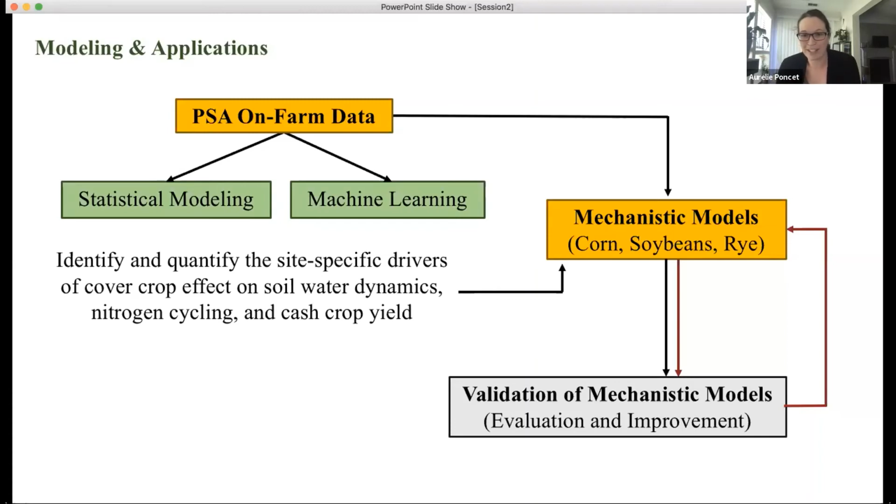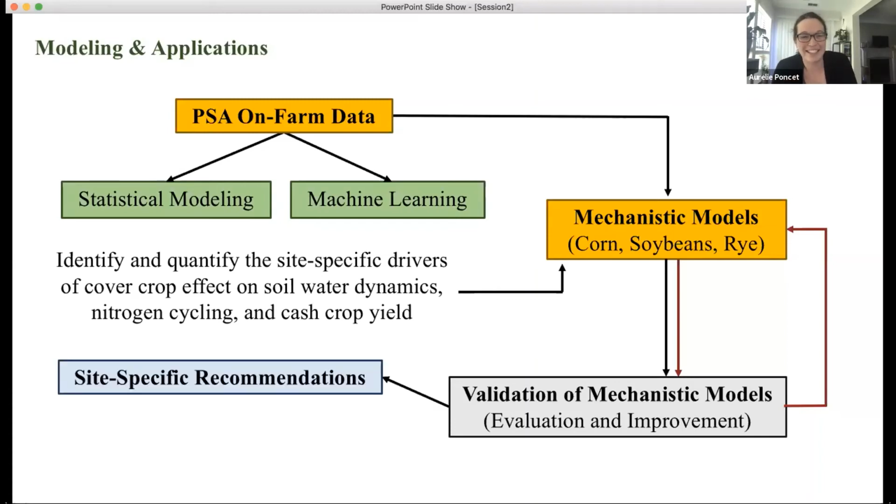If you want to move to the next slide. Okay, so the first thing we want to do is to build a user interface around all this model to create a decision support tool that will deliver site-specific recommendation to the growers across the US.